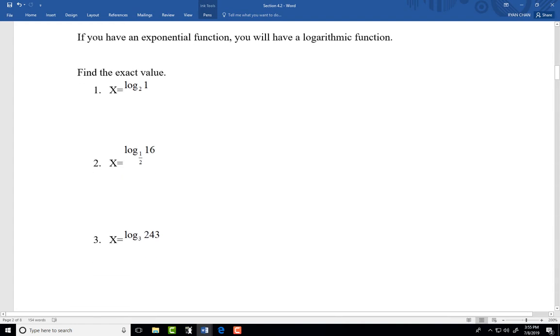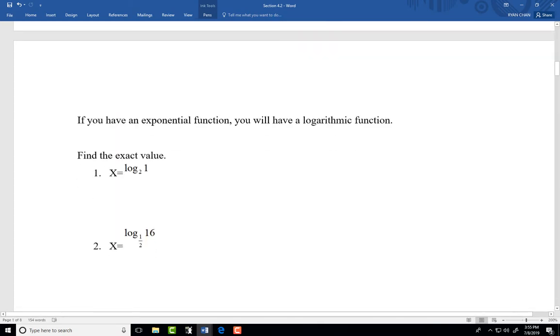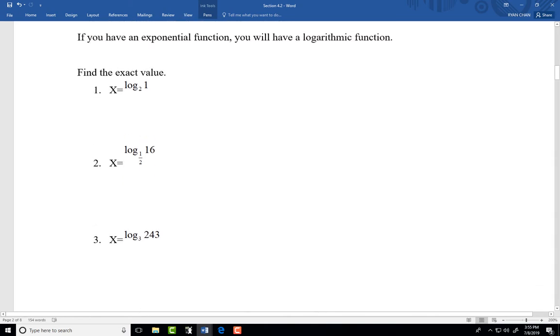One thing is, if you have an exponential function, you'll have a logarithmic function, because remember, they're both backwards of each other. And so we can use this swapping game, where I'm swapping things around to help us solve values. So let's look at some examples here. Let's do a couple of these. So let's look at number 1.